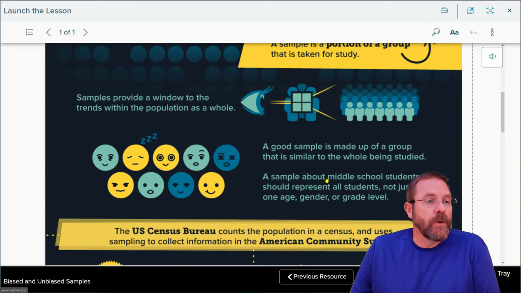A sample about middle school students should represent all the students, not just one age, one gender, or one grade level. You don't just say sample all the football players or all the members on the swim team or all the band students and forget about everybody else, because that would not be a good sample. It would be what we call a biased sample.